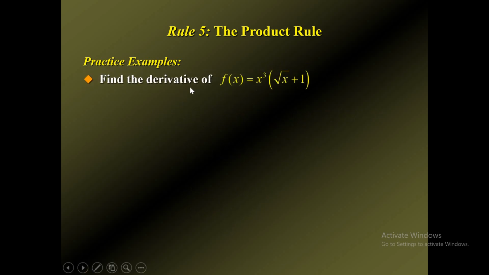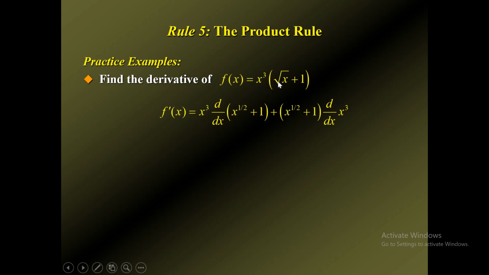Another example. Find the derivative of f(x) equals x power 3 bracket root x plus 1. x power 3 root multiply? No, not now. Okay? We have what? We have a root. First I have to convert the square root of x to x power what? Do you remember? Yes, power 1 over 2. The inner divided by the outer. So x power 3 multiplied by x power what? Half.